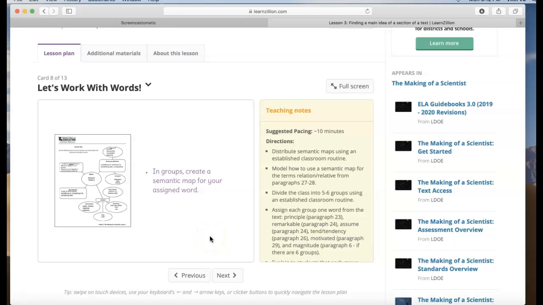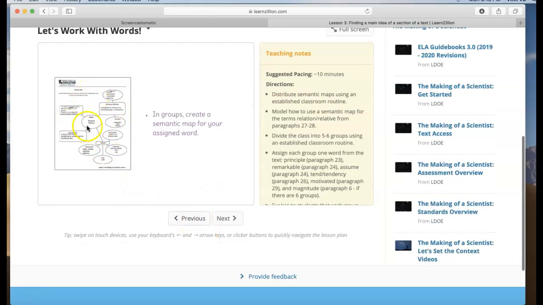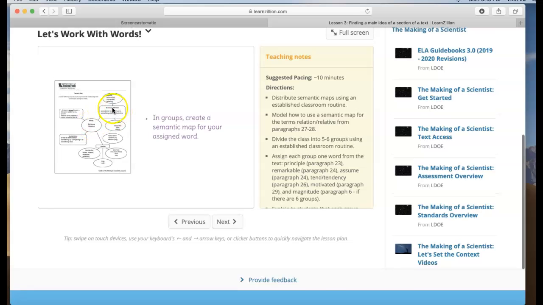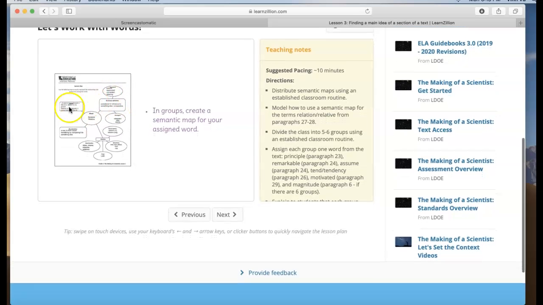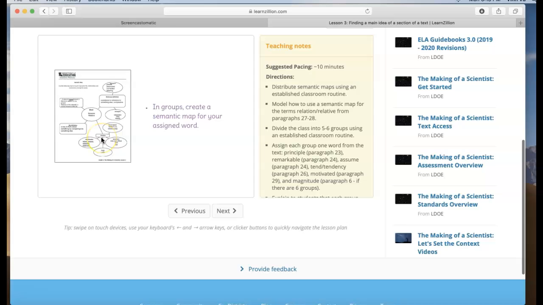In groups, create a semantic map for your assigned word. So each group is going to be assigned one word, and with that word, you're supposed to do all of this in the semantic map. You have your word, you have your dictionary definition, so everyone in your group should have the same word, same definition if possible. Synonym, antonym, part of speech, analysis of the word parts, the origin, the word families, and your own definition of this word.